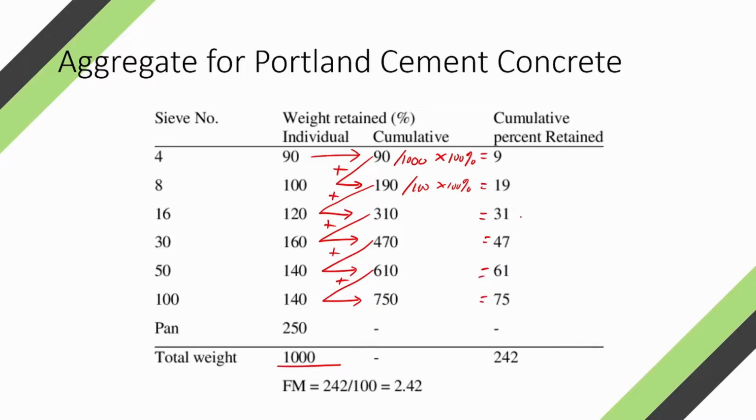Pag nakuha nyo na yan, take the summation and divide it by 100, and yun yung makukuha nyo na fineness modulus. So, sabi kanina, a good sand should have a fineness modulus range between 2.25 and 3.25. So, yung fineness modulus nito is 2.42. So, it is a good sand, kasi it is within the range na 2.25 and 3.25 yung kanyang fineness modulus.